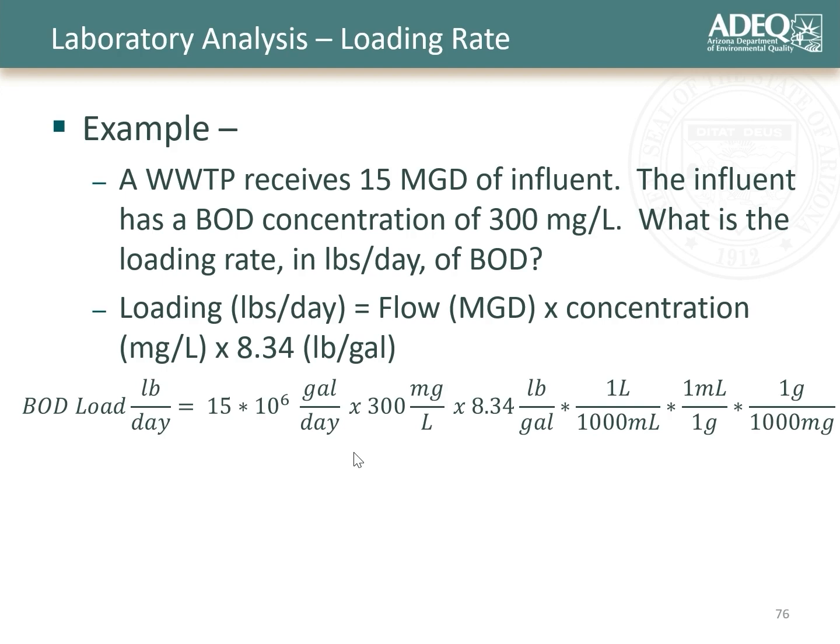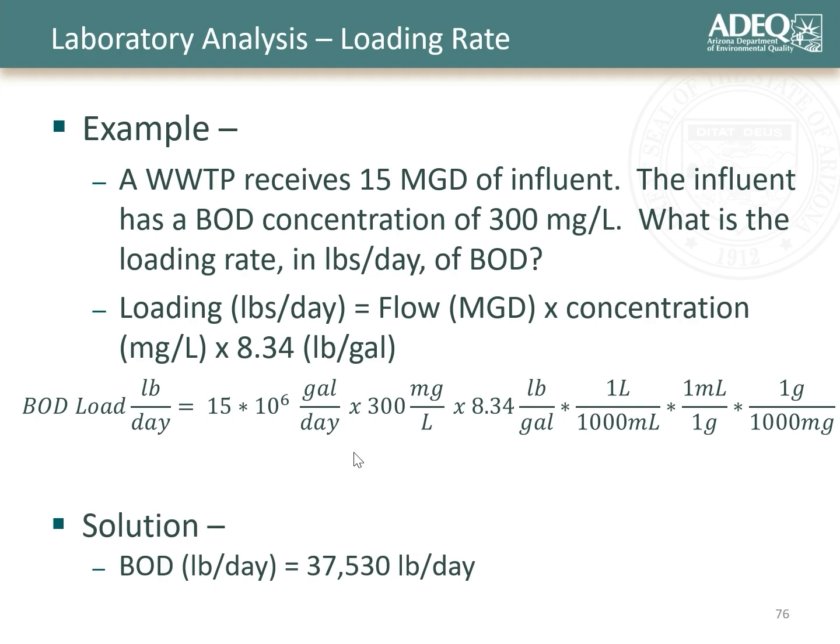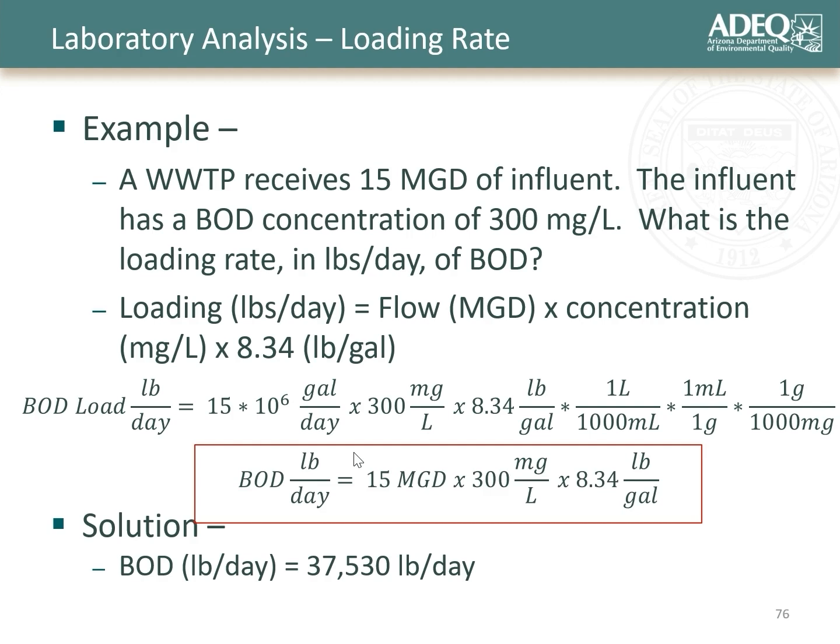Well, here's a very long, drawn out working through the math of all the unit conversions that will get you to this solution, in which the solution is 37,530 pounds per day. But if you just simply take the 15 MGD, or 15 times 300 times 8.34, that'll give you the same answer. So it's important to know how this equation is derived, but for a shortcut, if you want to know the pounds per day loading, it's just the flow in MGD times the concentration in milligrams per liter times 8.34 will give you your answer.